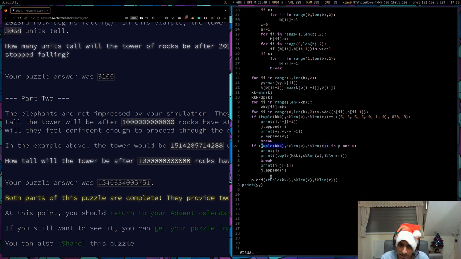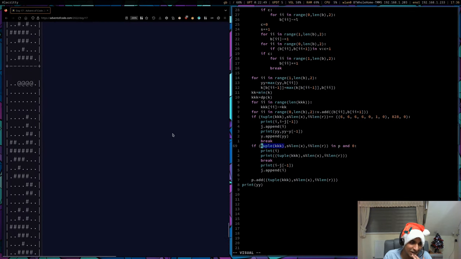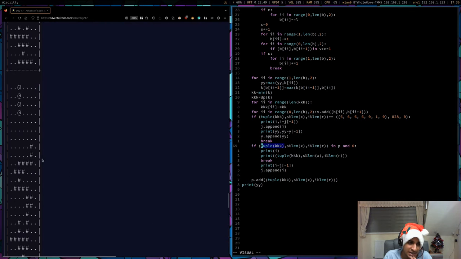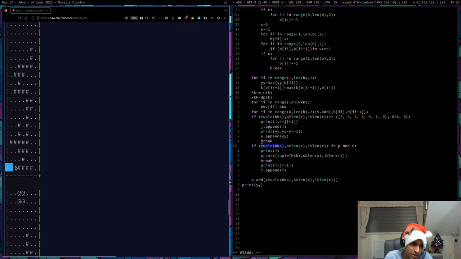And then this is basically, I don't know, I'm quite lucky this worked. I guess it makes sense though. It basically keeps track of the maximum y-coordinate of each x-coordinate. So for each of these seven columns, you keep track of what is the y-coordinate of the highest position.